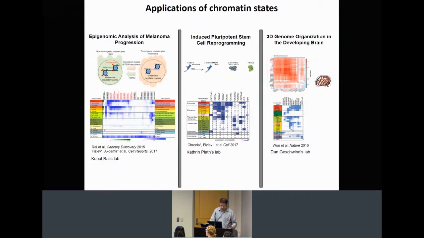So this framework of chromatin state modeling is quite general and it's been applied in a range of applications. These are just three collaborations I've been involved in, applying this in the context of studying melanoma progression, induced pluripotent stem cell reprogramming, and the 3D organization of the developing brain. These were collaborations with Mel Ray's lab at Anderson, the class lab at UCLA, and the National Lab.